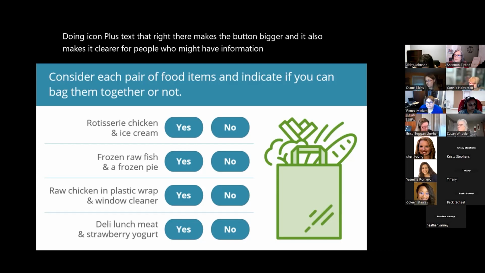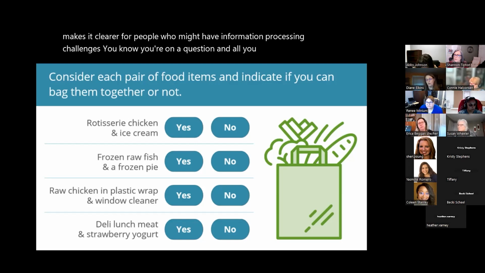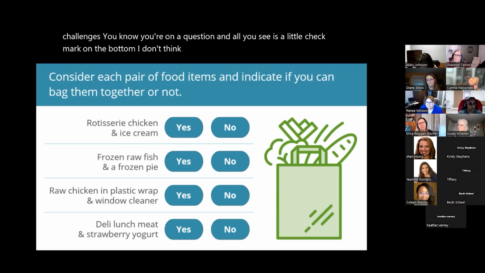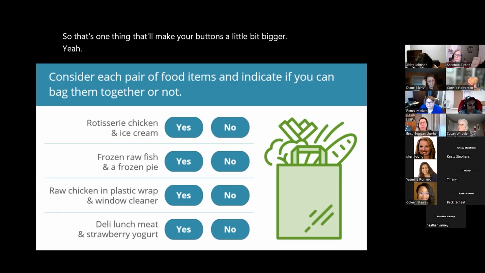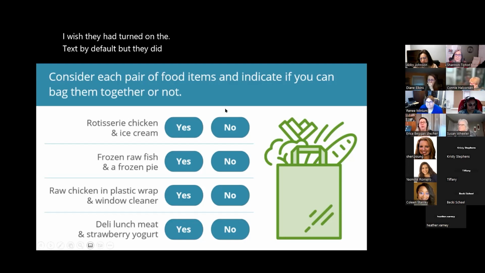You know, you're on a question and all you see is a little check mark at the bottom. I don't think that's clear that that's a submit button. You have the word submit next to it. There's no question that that's your submit button. So that's one thing that'll make your buttons a little bit bigger. Yeah. I wish they had turned on the text by default, but they do not.